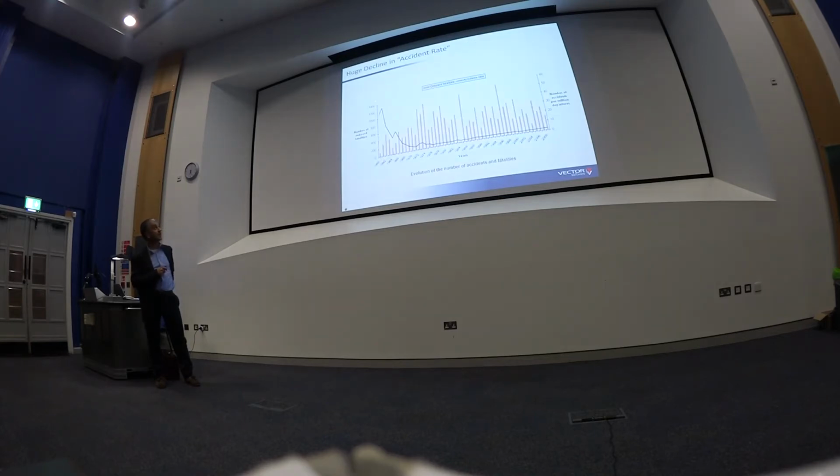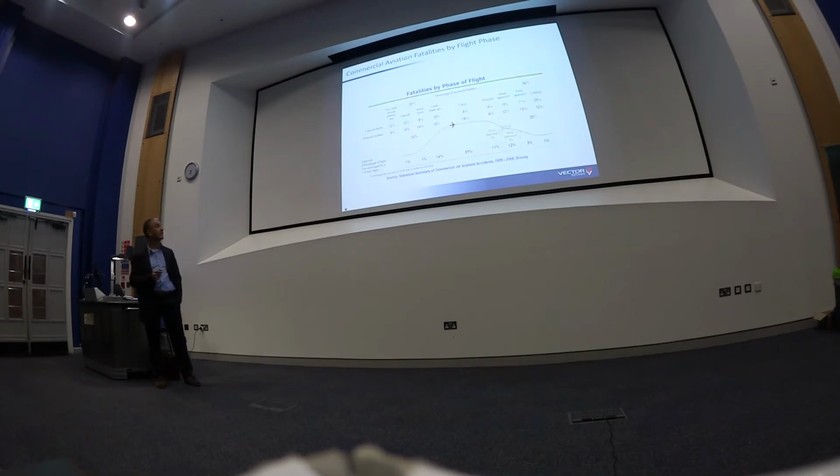And also the accident rate: if you calculate it, it is very low. Flying is one of the safest ways to travel. Where are the fatalities? Most of the fatalities are during the initial phase or the final phase. You see landing, 25% of fatal accidents, then taxi and load, takeoff. During the cruise it is not very common.